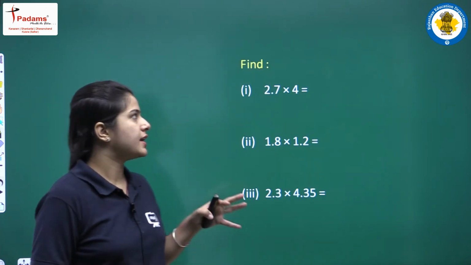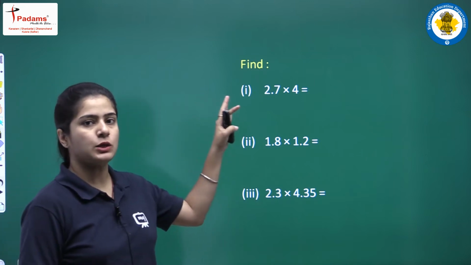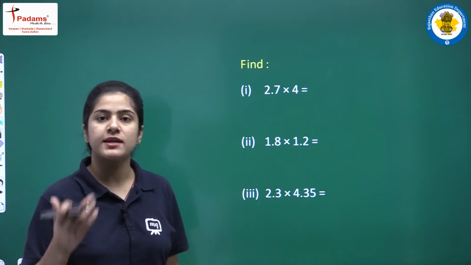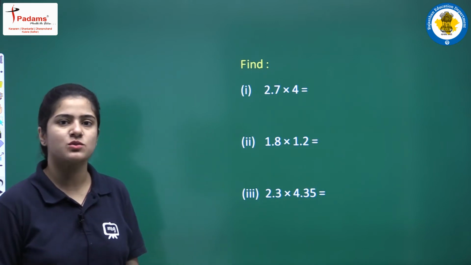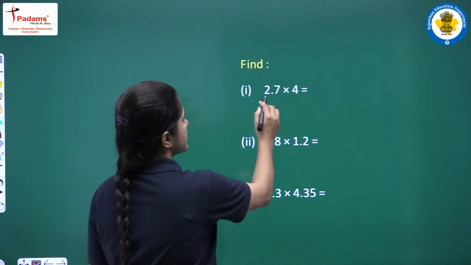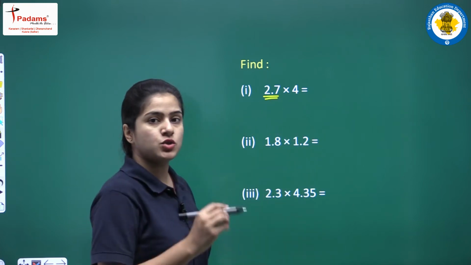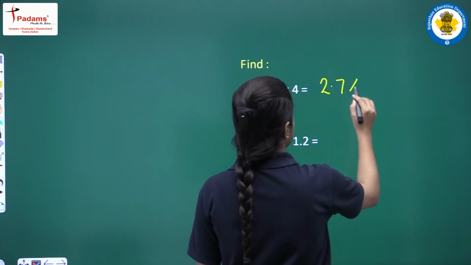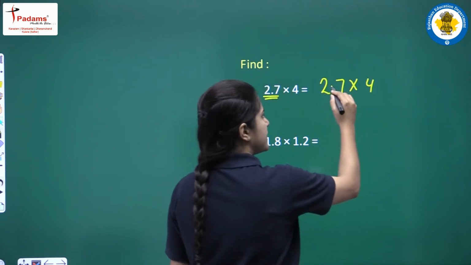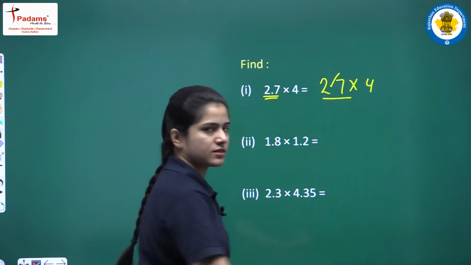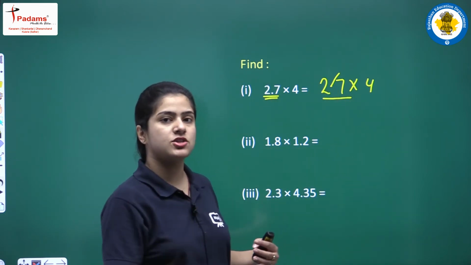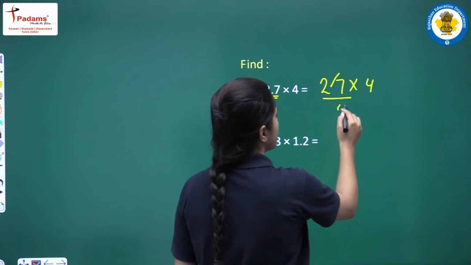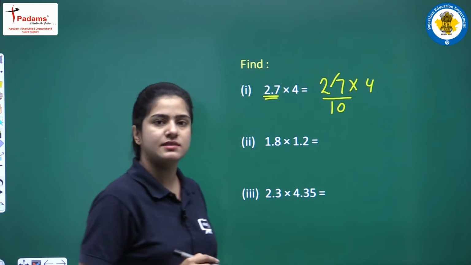So students, if you want to find 2.7 into 4, how can you do that? How can you multiply 2.7 into 4? Alright students, I'll show you that. This is 2.7, right? 2 decimal 7, into 4. When you remove the decimal, how many digits are there after the decimal? One digit is there. So we'll place a 0 over here and a 1 before that particular 0.